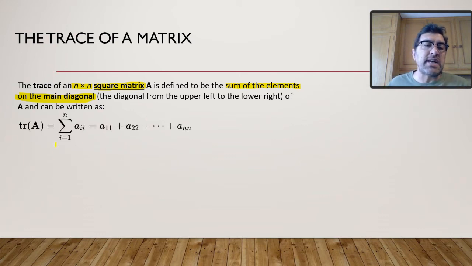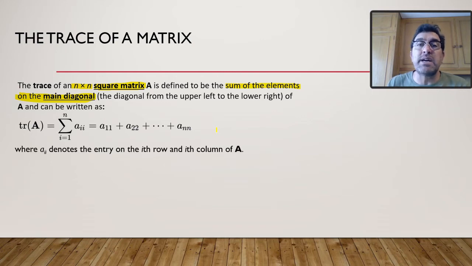Well, we can write it as the sum of all the entries Aii for matrix A, where i starts at 1 and finishes at n. So if it's a 5 by 5 matrix, A11 plus A22 plus A33 plus A44 plus A55. That's all you have to do to get the trace of the matrix. Okay, so Aii denotes the entry in row i and column i of the matrix A.